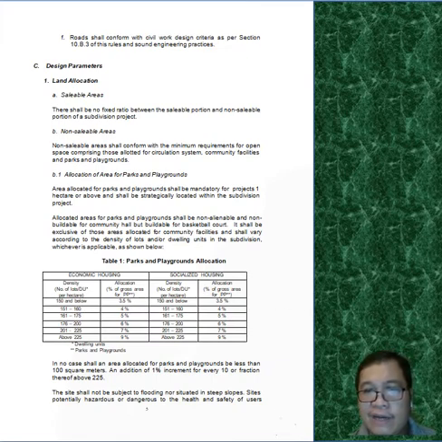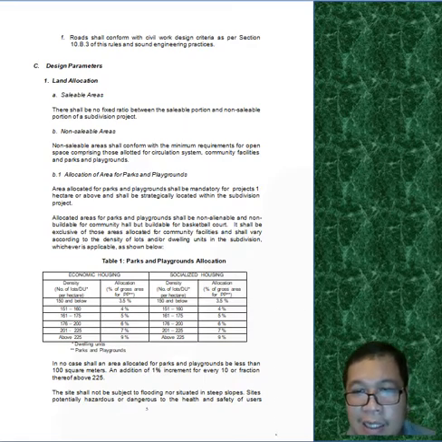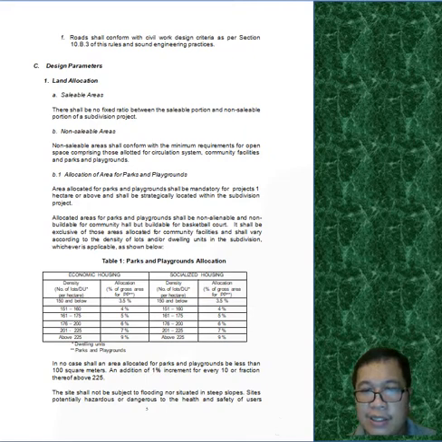Then you have the allocation area for parks and playgrounds. If the density is 150 and below, you allocate 3.5% of the gross area. For socialized housing, if the density is 150 and below, you allocate 3.5%. Then if it's already above, with the maximum above 225 lots per hectare, then you allocate 9% of the gross area. In no case shall an area allocated for parks and playgrounds be less than 100 square meters. This is really important, class, to remember.